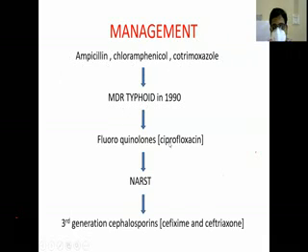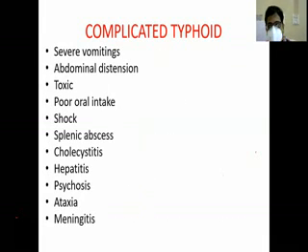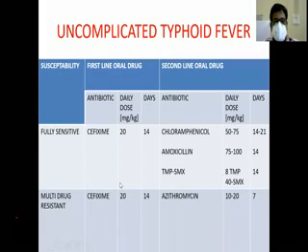Then they started on ciprofloxacin, and then third generation cephalosporins. Now, third generation cephalosporin is the treatment of choice. If someone asks you what is complicated typhoid, you should remember all these points like severe vomiting, abdominal distension, shock, poor oral intake, splenic abscesses, cholecystitis, hepatitis, all these are the latent complications. This is the general management of typhoid fever without any complications.